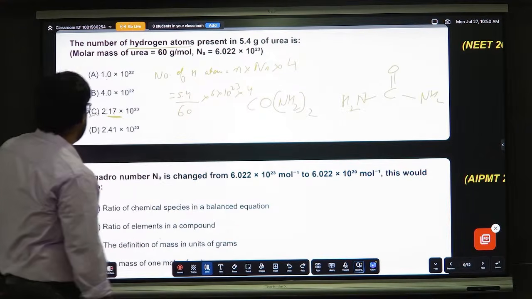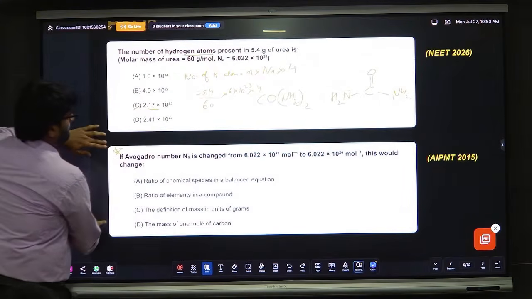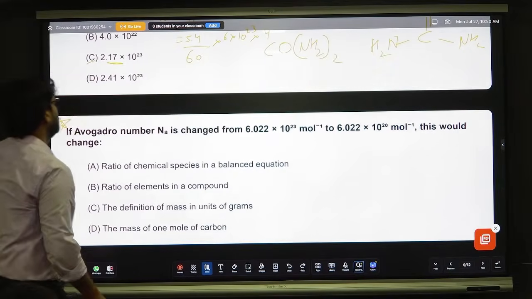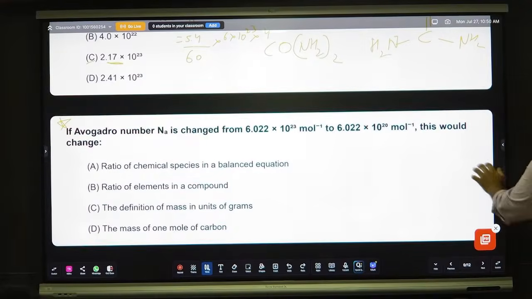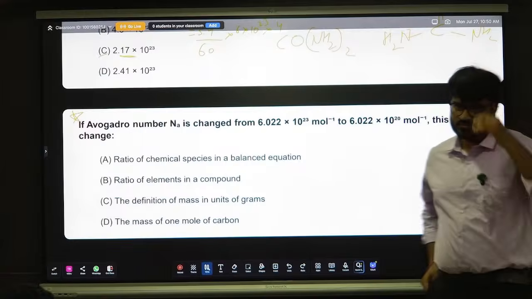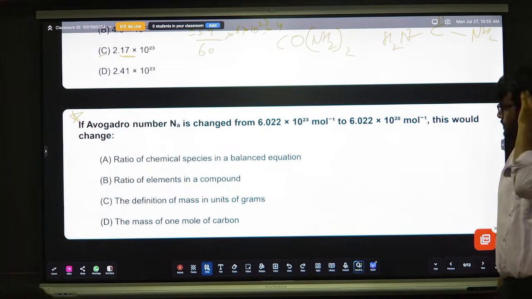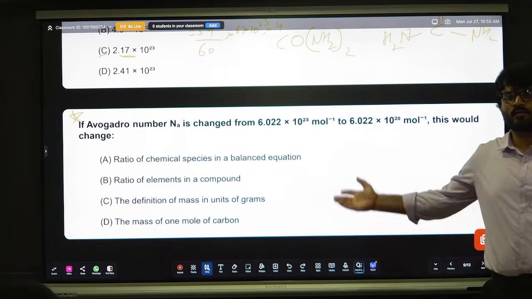Okay, very good. Second part. This is also a very good question. If Avogadro number Na is changed, what will happen? Mostly these questions have been asked in AIPMT and NEET. You don't have to solve anything, just see.